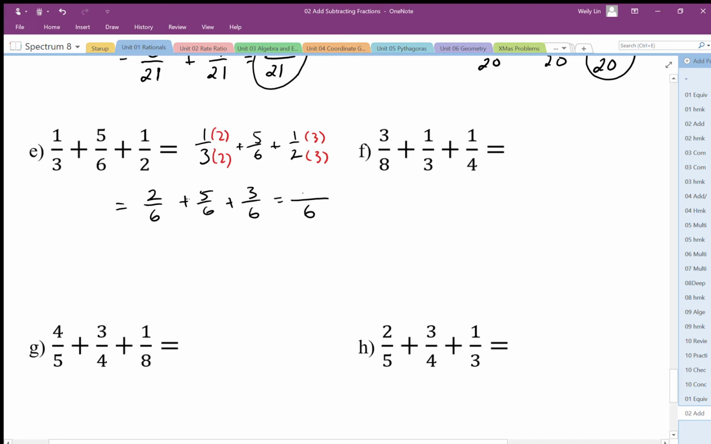So I'm going to end up with, looks like here, 10/6. Okay, so that's a good enough answer, although really we can simplify that to 5 over 3 by dividing by 2.